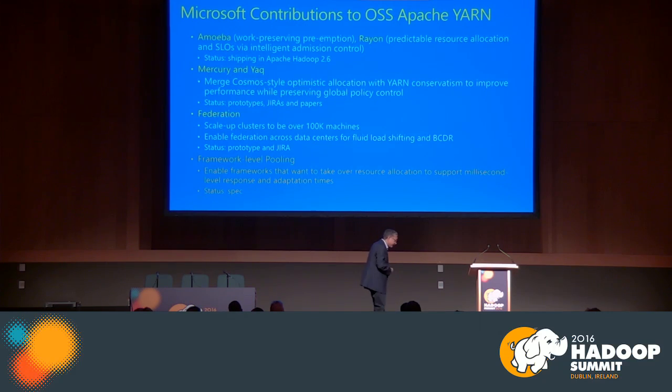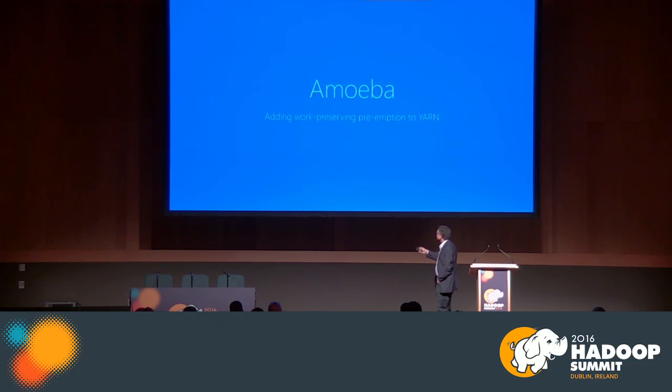Okay, Mercury and Yak. These are the things we are doing to improve allocation latencies. Federation, scaling up Yarn, framework pooling. This is the status of a spec. Federation, there's a prototype, there's a Jira. We're now pushing this out internally as well as into the wild. Mercury and Yak, similar. Prototypes, Jiras, papers. Amoeba and Rayon are both shipping. Okay, let's keep going. Amoeba.